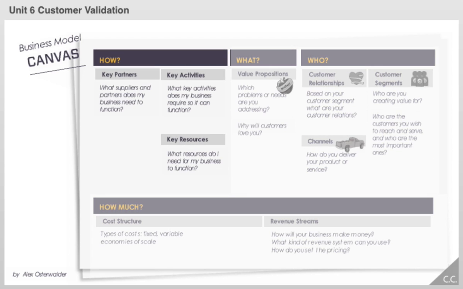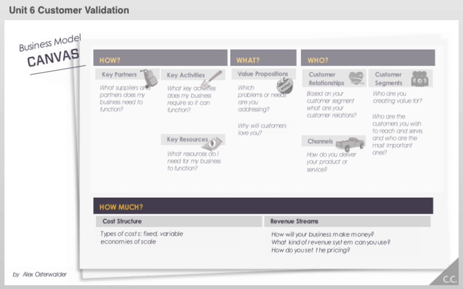The left block is internally focused and deals with the how. How are we going to deliver this value? What key activities do we need so we can function? What resources do we require? And what suppliers and partners are important for our success?